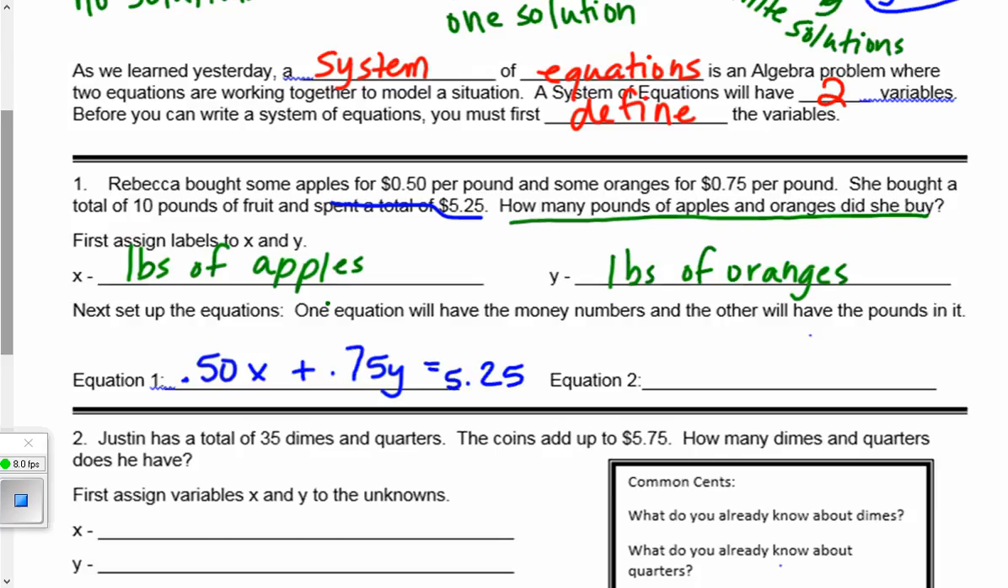The other equation, they also told us she bought 10 pounds of fruit, right? So when we add up all of her fruit, it's supposed to be equal to 10. Well, X and Y literally stand for the pounds. So the pounds of apples plus the pounds of oranges should be 10. And there's our two equations. Okay, we're not going to solve for now. And you'll notice on your homework, you're not going to solve hardly any either. You're just going to be writing equations.